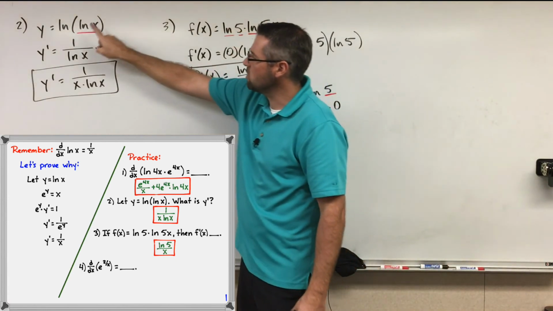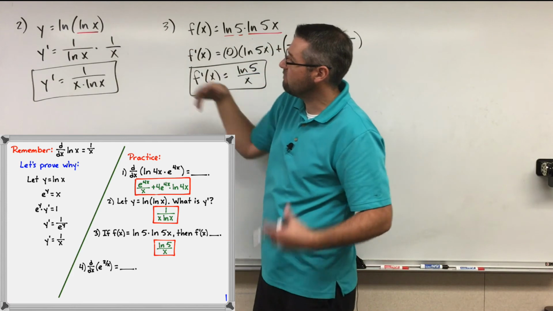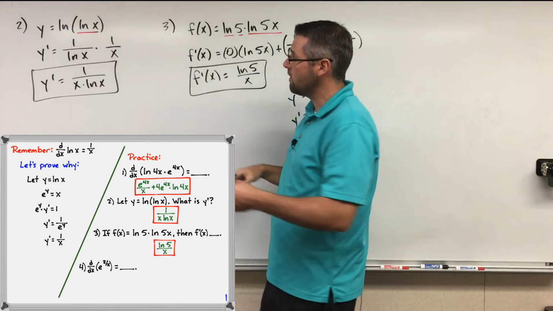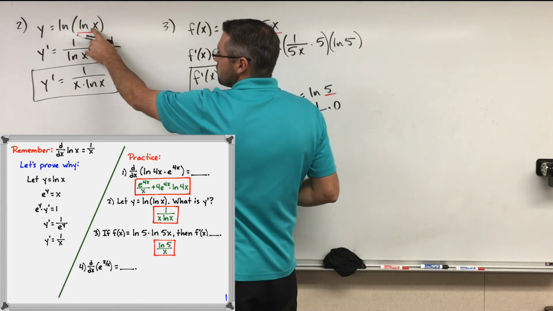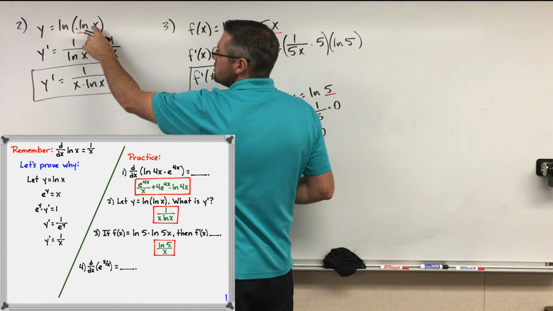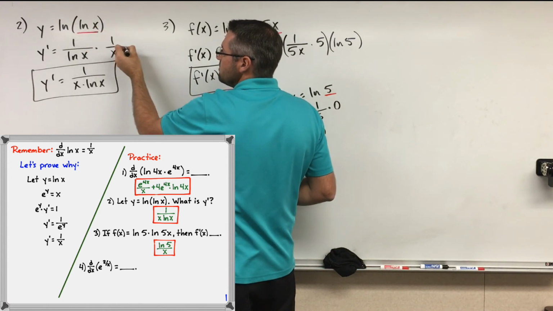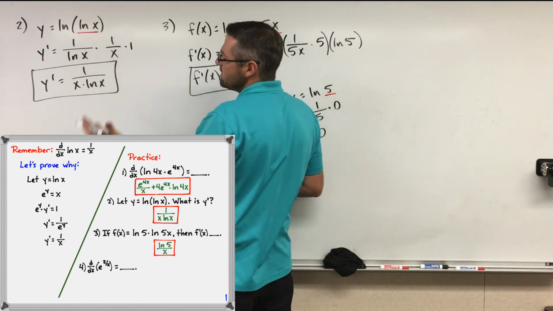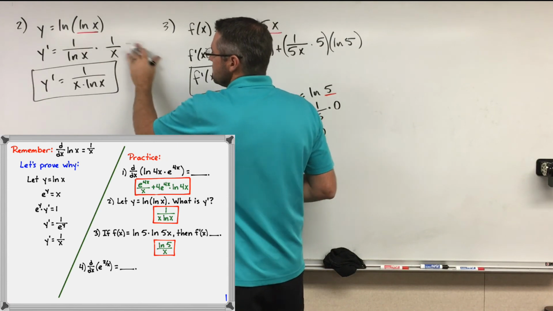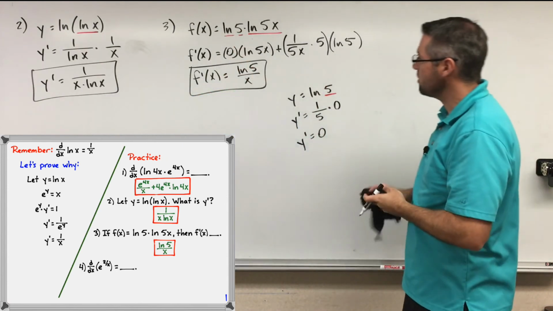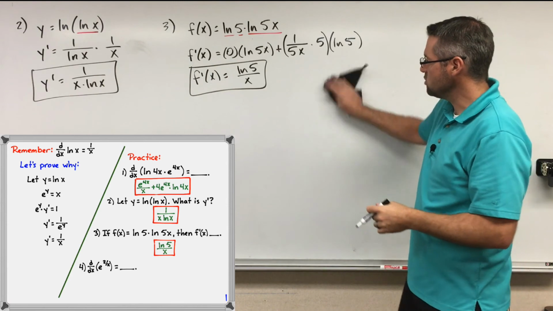Whereas over here, the derivative of natural log of x is 1 over x. And if you wanted to use the chain rule, you could. The inside of natural log is x. So what's the derivative of x? We would say times the derivative of x is 1. Well, that doesn't change anything. So that's just some interesting, important things that you're going to want to consider as you take your derivatives.